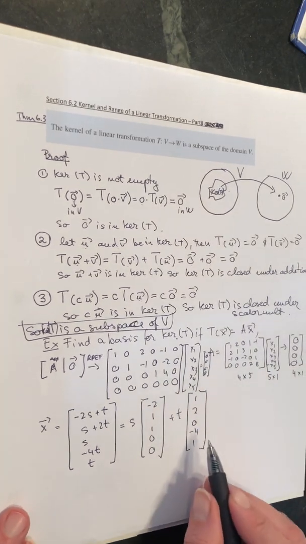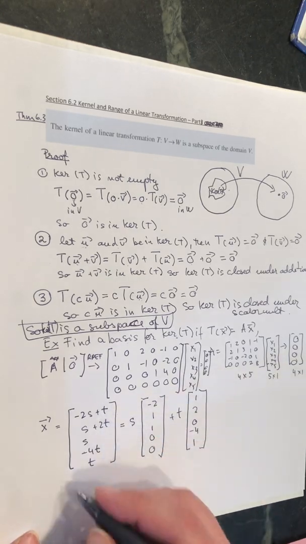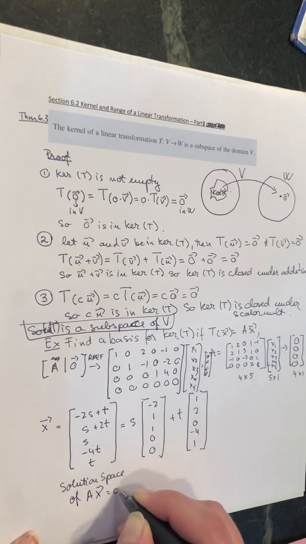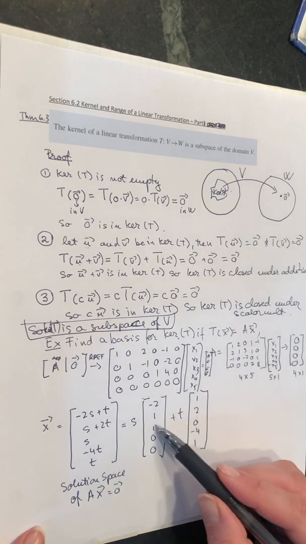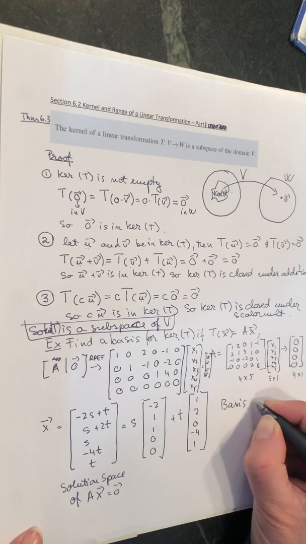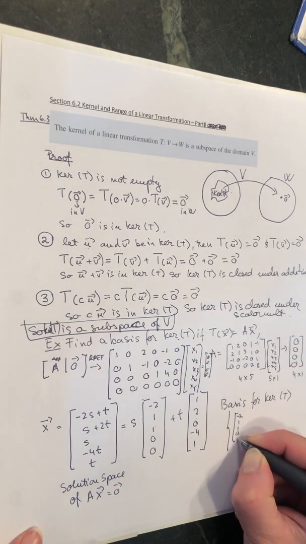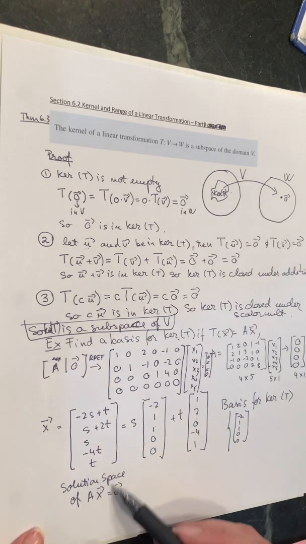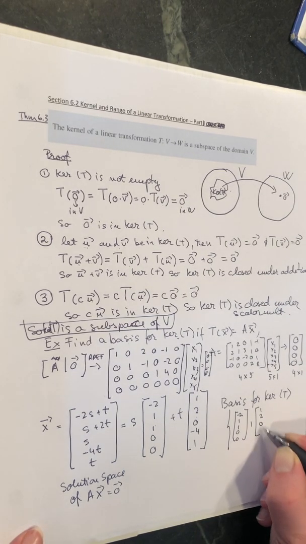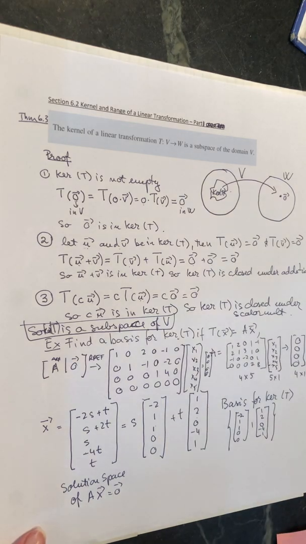So these vectors span the kernel of T. This is the solution space, right? All the vectors of this form are the solution space of the system AX equals 0. So these two vectors are going to be called a basis for the kernel of T. If you recall from chapter 4, this was called the solution space of that system, and now we're going to call it the kernel of the transformation represented by this matrix, by left multiplication by the matrix, in the past.